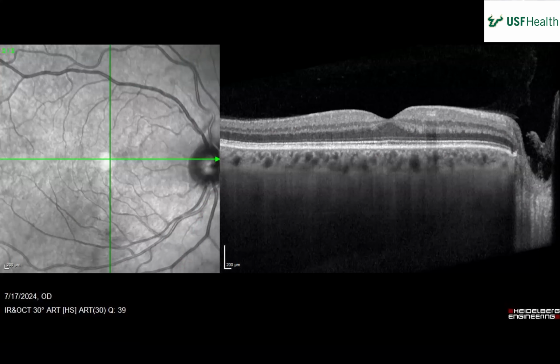So an OCT of the right eye. The foveal contour looks good. The layers look well organized. There doesn't seem to be any disruption of the layers. It looks pretty unremarkable. We have like a, maybe one thing in there or something.